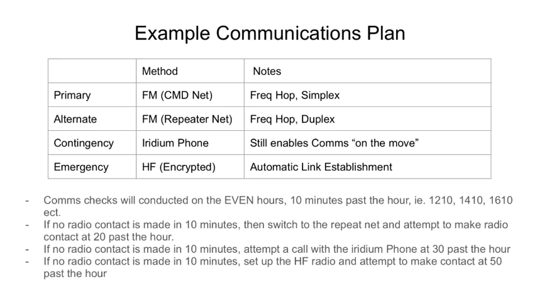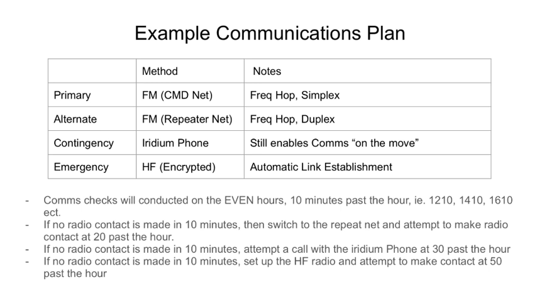You can see here our primary would just be our regular FM, our command net, so to speak, and that's frequency hop simplex, which means they're talking radio to radio. Our alternate would be that repeater to the west. Again, frequency hop, but this time it's duplex because we're talking through the repeater. Now there are places along the route where we're not going to have line of sight either to LZ Gold, where our command post is, or to our repeater. This is where, if we absolutely need to get a hold of someone, we'll be using our Iridium phone. This still enables comms on the move though, which is big, because for our emergency, our HF, we would need to stop and set up an antenna.